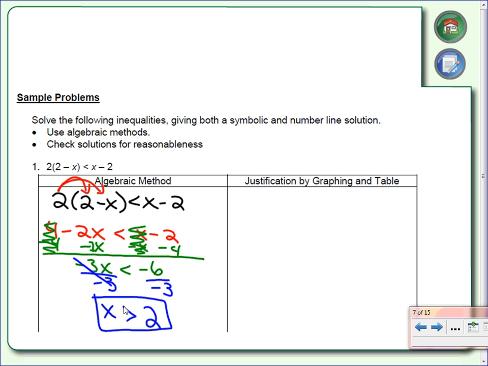I said another way you could do this is on the number line. Show it graphically. So that's what we're going to do next. What I want you to do is draw me a number line. Now on this number line, I'm not expecting you to put all the numbers. I'm not expecting a 0, 1, 2, 3, 4, 5. But there is one particular number that I want to see on the number line, and that number is going to be a 2.